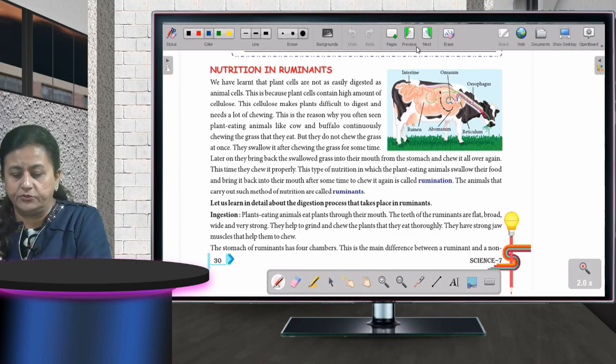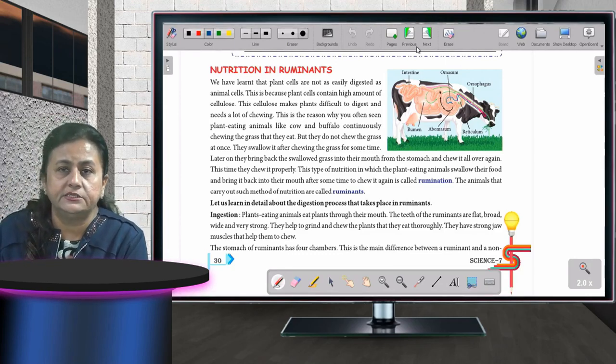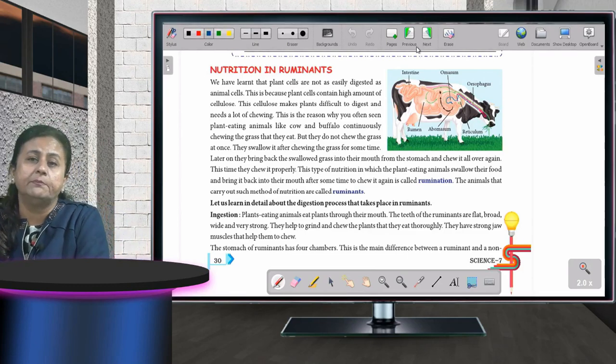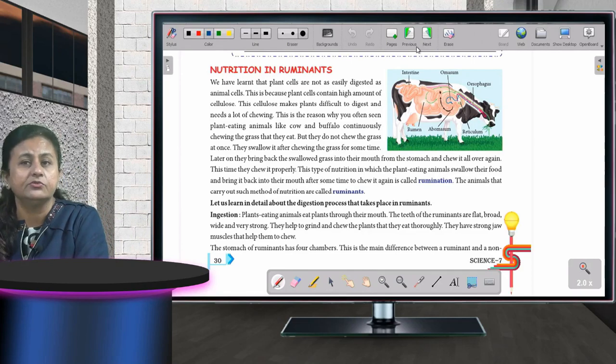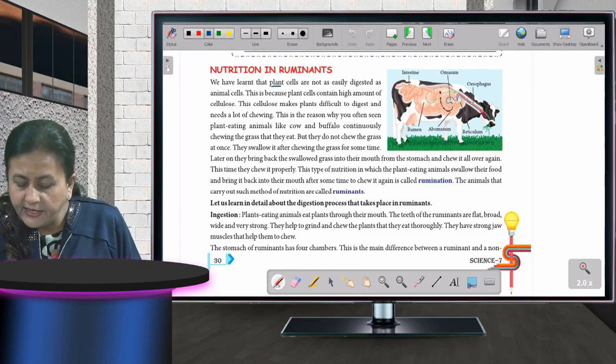What is that actually? See, plant cells are not as easily digestible as animal cells. Why? The reason behind it is that plant cells contain cellulose. उनके अंदर क्या होता है? Cellulose होता है जो easily digestible नहीं है. If we compare it with animal cells, okay, this has to be digested. So now what is happening?